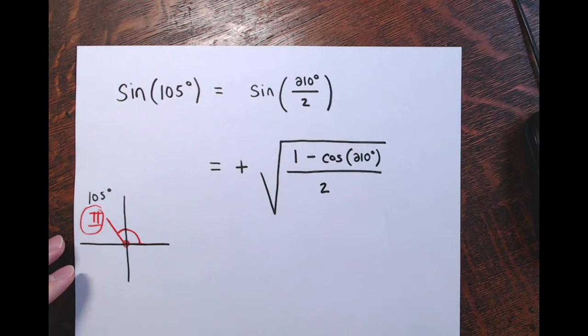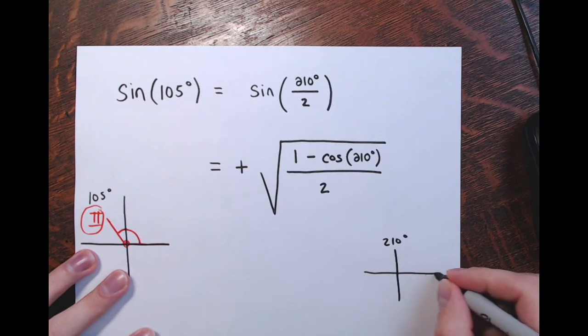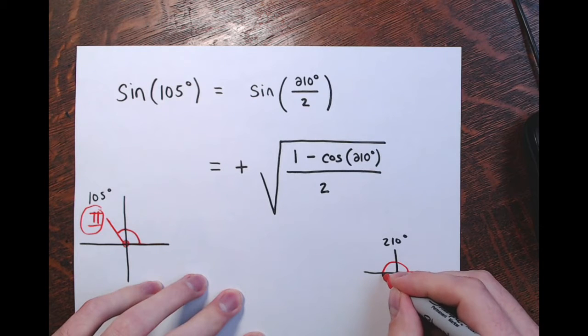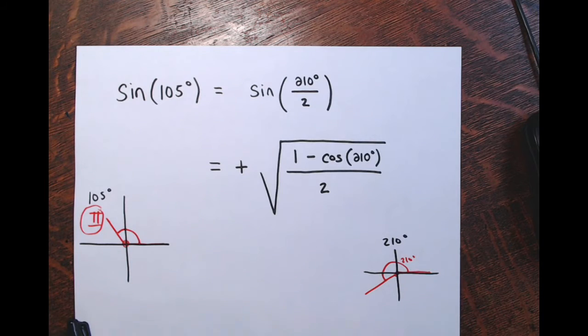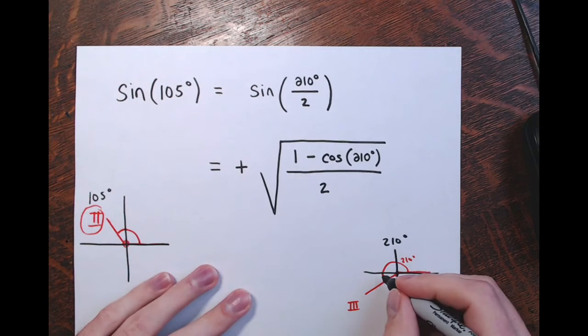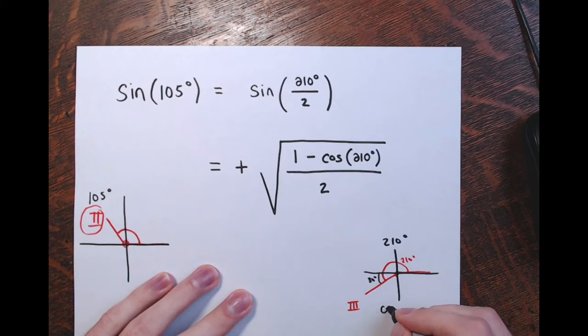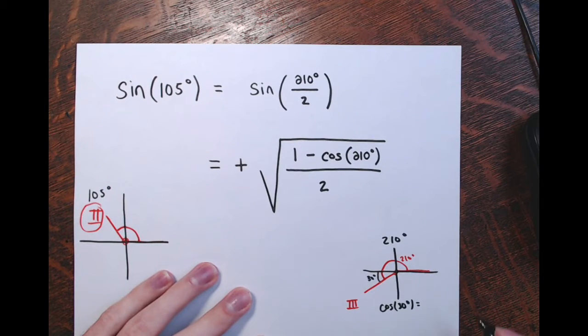Cosine of 210, that's something you should know, or at least know how to find pretty quickly. If I'm looking at 210 degrees over here, if I draw that in standard position, there's 180 and then another 30. There's 210 degrees. That's in quadrant 3, where cosine would be negative, and the reference angle is 30 degrees, isn't it? And remember the cosine of 30 degrees, the reference angle, the cosine of 30 degrees was the square root of 3 over 2.